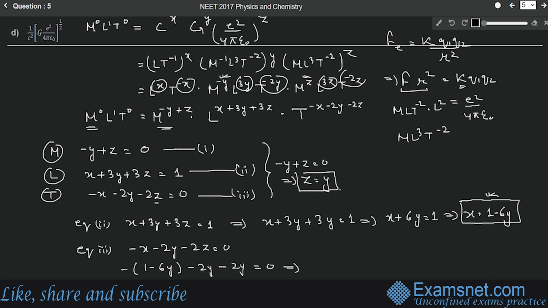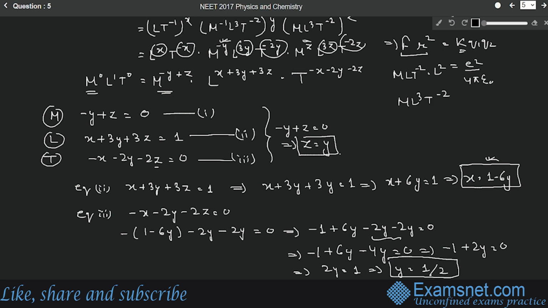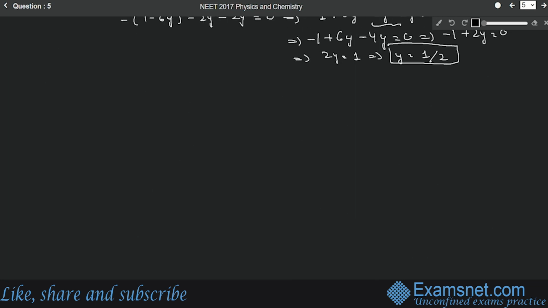Now let's solve this. We'll find the value of y here, right? It will be minus 1 plus 6y minus 2y equals to 0. Okay. So minus 1 plus 6y, here we'll get plus minus 4, right? Minus 4y equals to 0. So we can say minus 1 plus 2y equals to 0. Okay. So 2y equals to 1, or we can write y equals to half. So now we have obtained the value of y. It is half, and we know that the value of z and y are same. That means z is also equal to half.